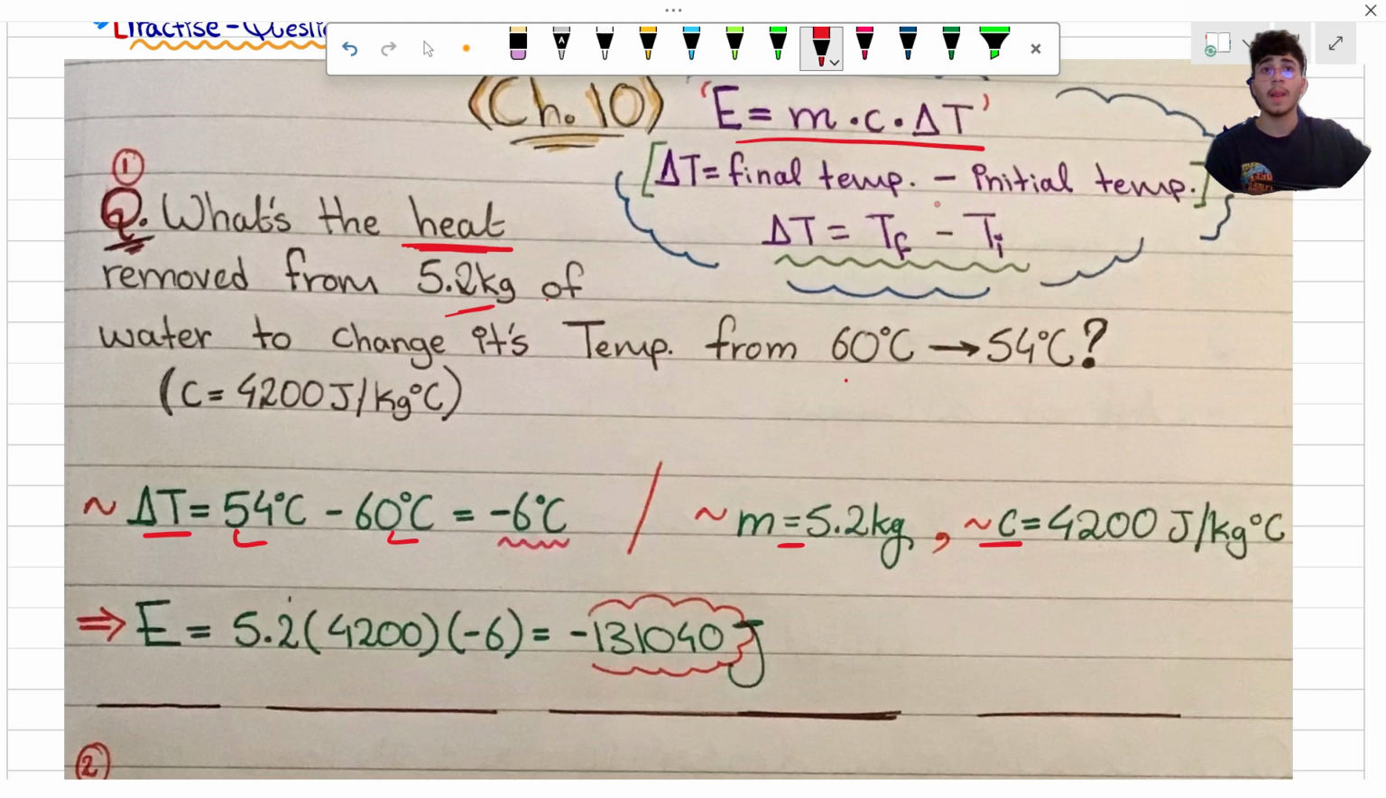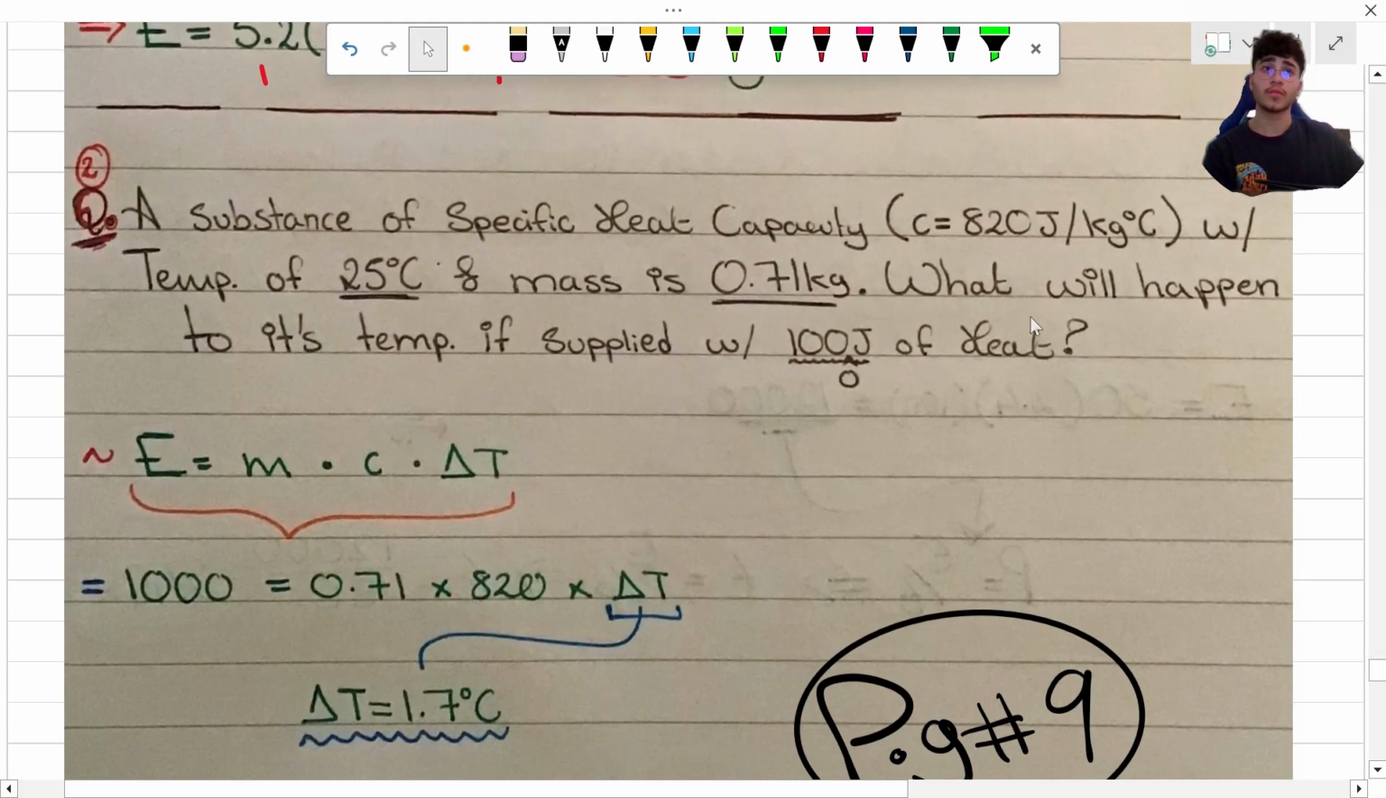To find delta T, temperature from 60 to 54, final minus initial is negative 6 degrees Celsius. So 5.2 times 4200 times negative 6 will give us negative 131,040 joules. And this is the heat removed from 5.2 kilogram to change its temperature from this to this. Next question.